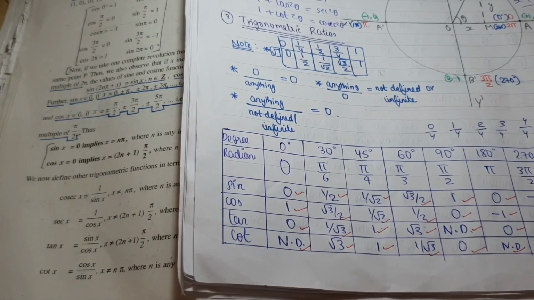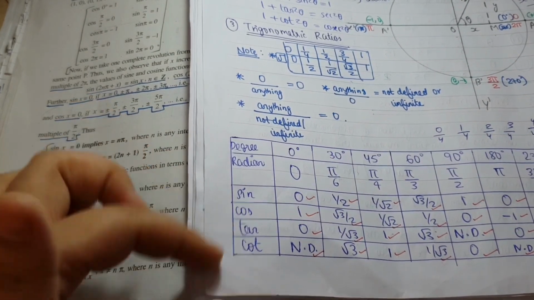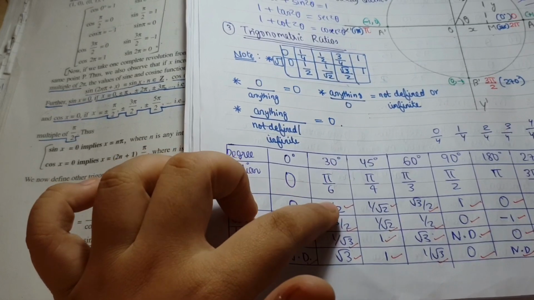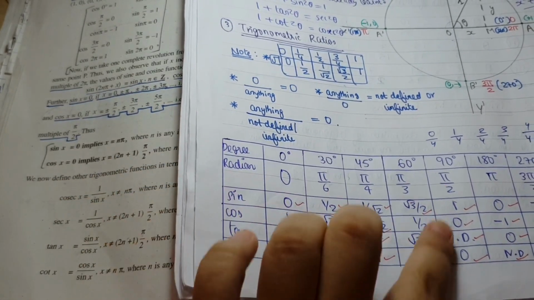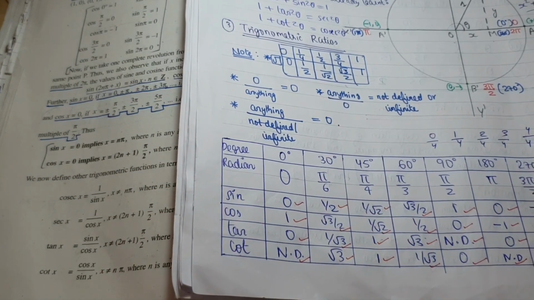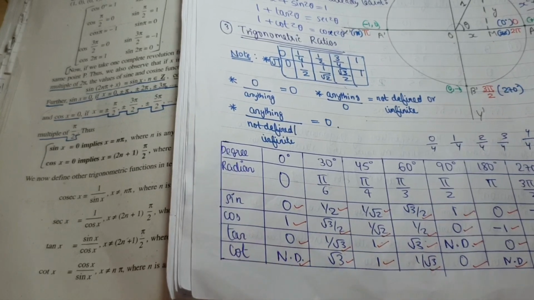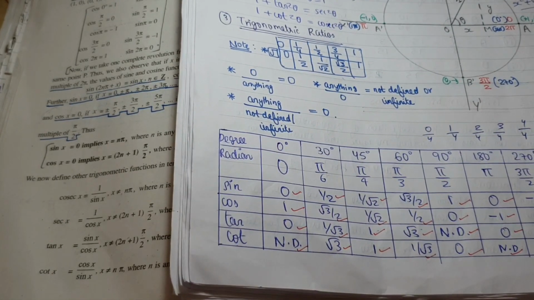Now for tan theta, we're going to do a division, because tan is nothing but sine by cos, so we're going to divide them. That gives 0 by 1 is 0, 1 by 2 divided by root 3 by 2 is 1 by root 3, and so on. You must be memorizing this by now, because you have been using this last year in your applications of trigonometry chapter, where you had to apply tan theta everywhere to find the length, height, and all those things.